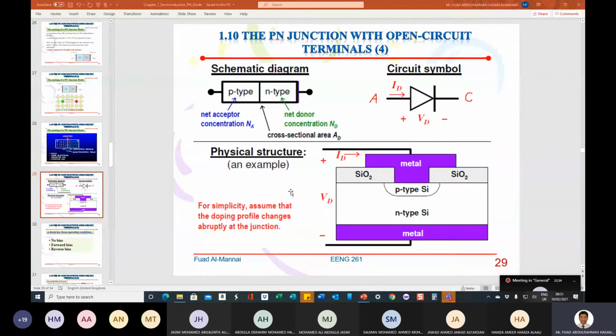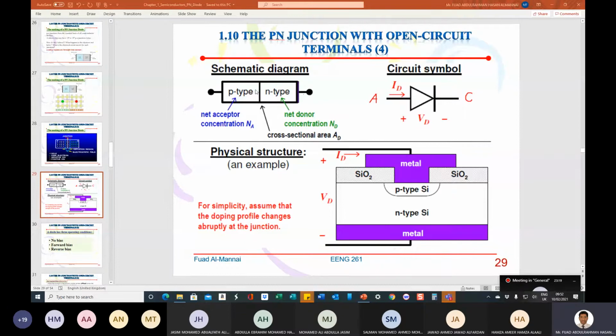Now if we look at the schematic diagram of the p-n junction diode, we'll see this is the N-type, and this is the P-type, and this is the cathode over here, and this is the anode over here. The net acceptor concentration we call NA, capital N, capital A. And over here we see the net donor concentration ND. And this one here is the cross-sectional area, of course.